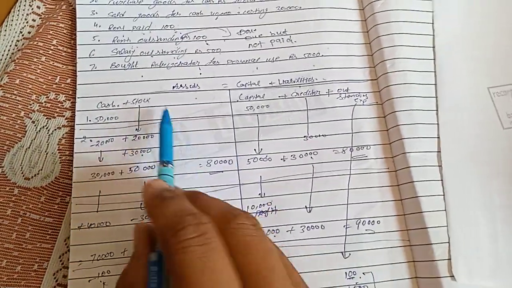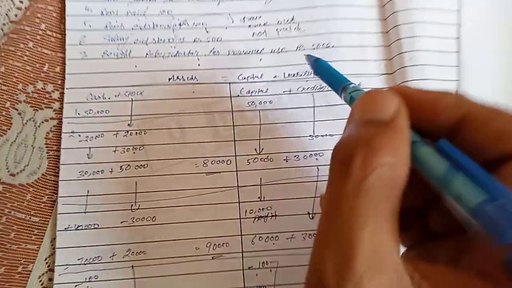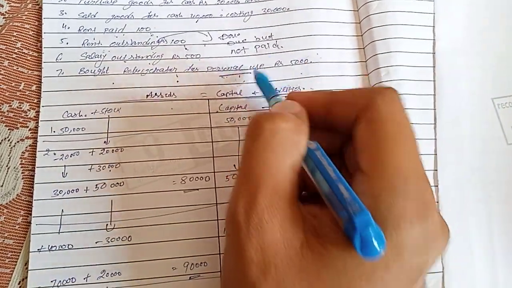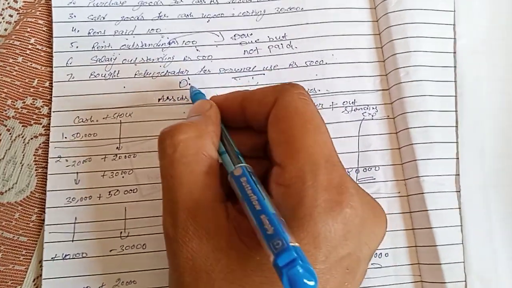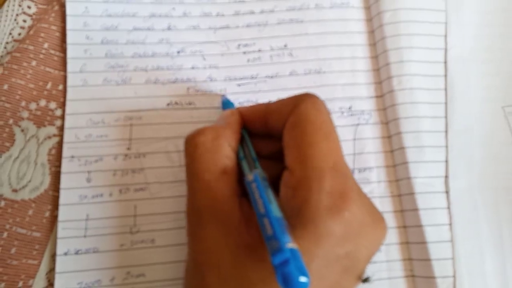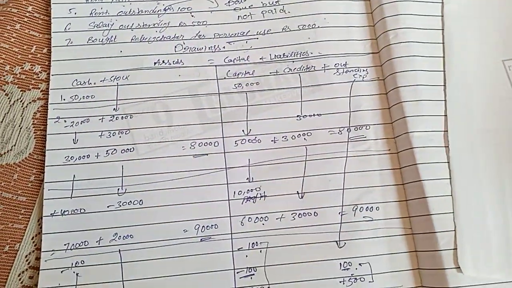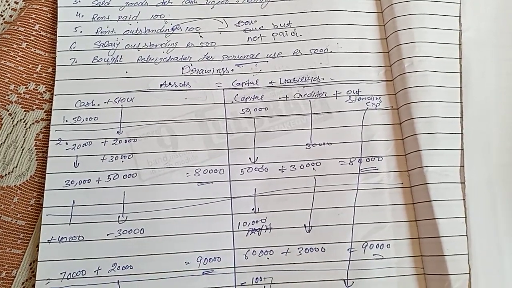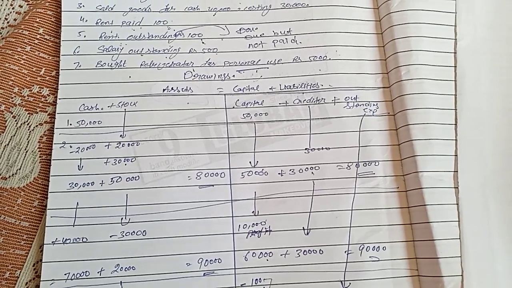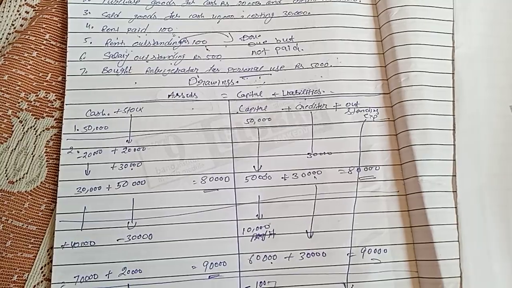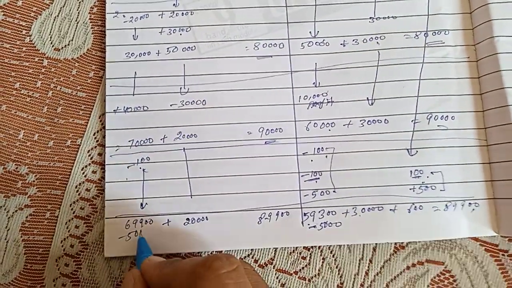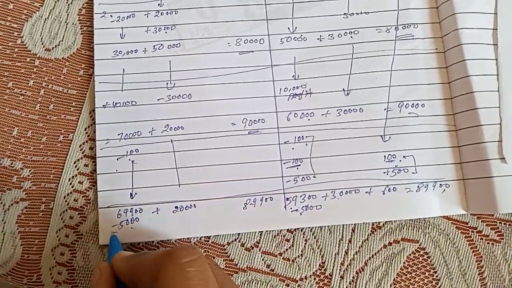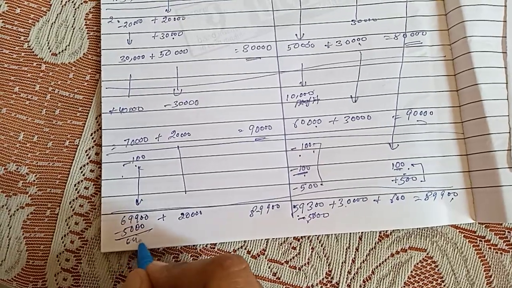Now come to the last one, bought refrigerator for personal use. Here the word is personal use. Whenever we use the word personal use in accounting terms, it is our drawings. In the case of drawings, we will deduct this value from the capital. The value is 5,000, so we will deduct it from the capital and also from the cash. Here we are left with the balance 64,900.